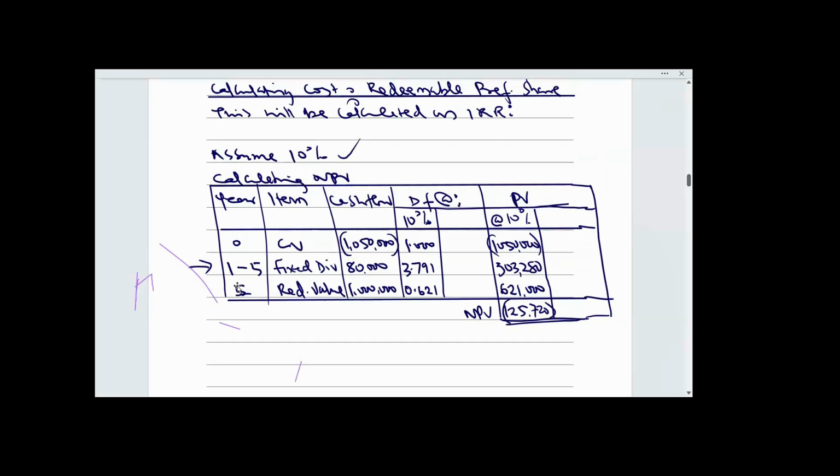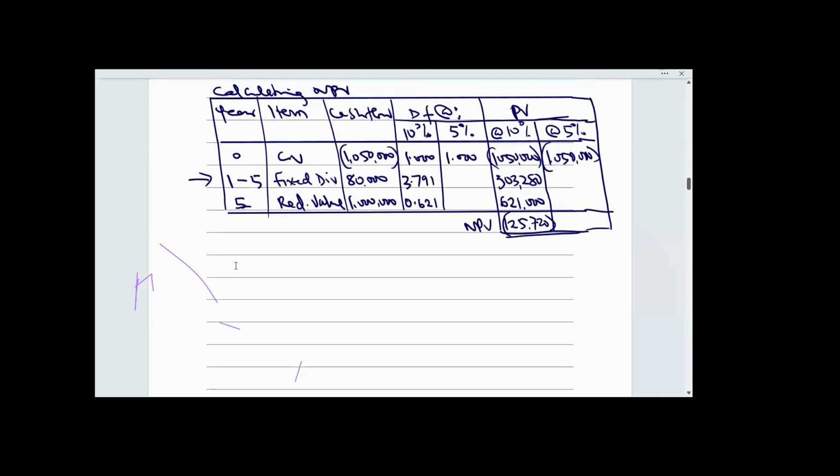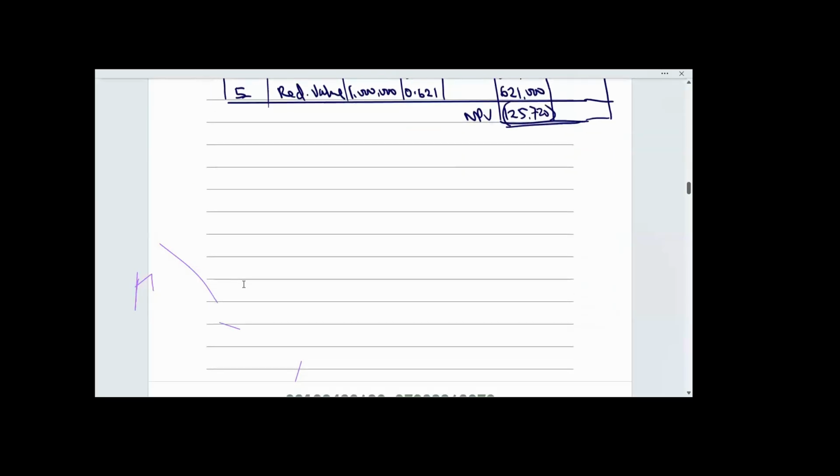So we need to assume a lower discount rate that will produce a positive NPV. Therefore, let's assume 5%. So here it will be at 5%. Of course, this still remains 1, multiplied by 1,050,000 gives us negative 1,050,000. So we need to go and calculate the annuity factor of year 1 to 5 at 5%.